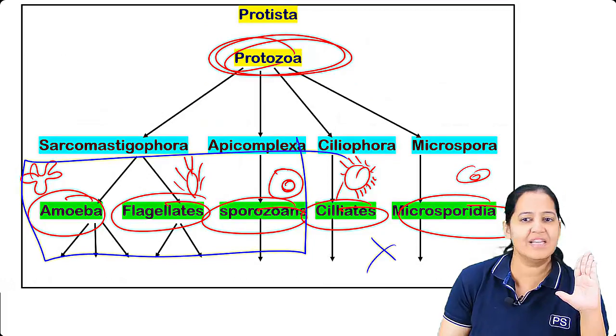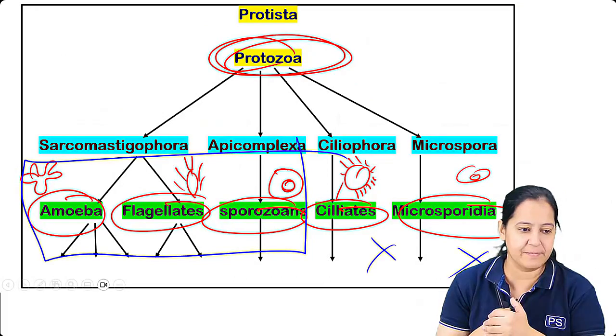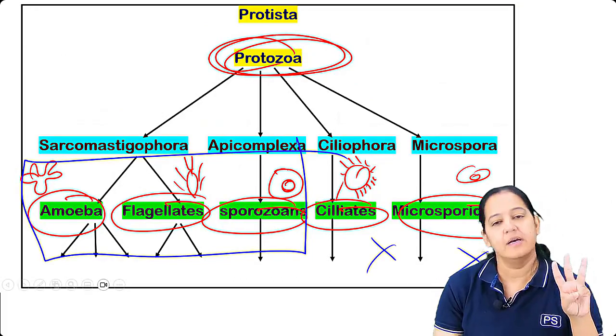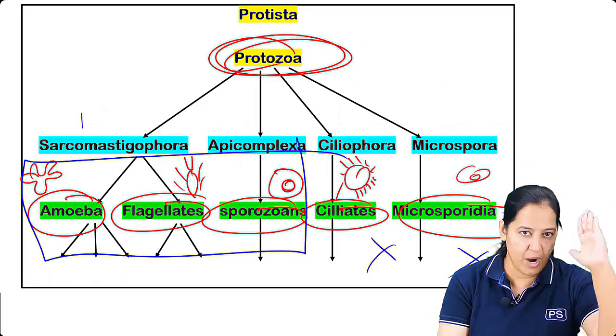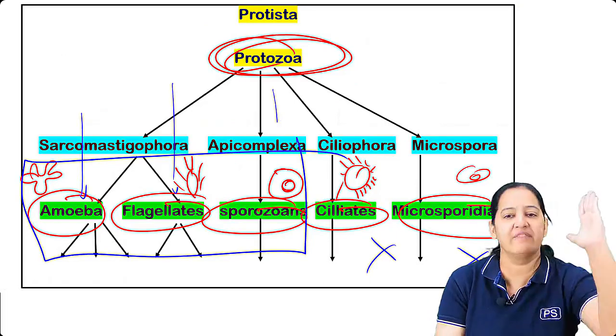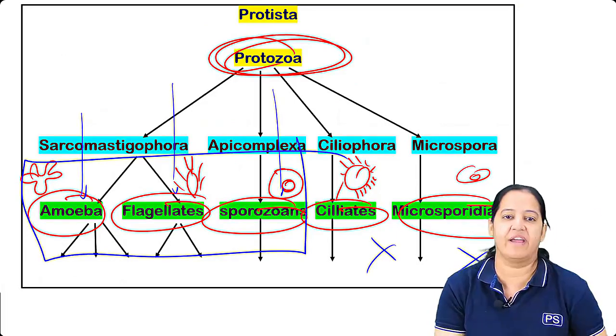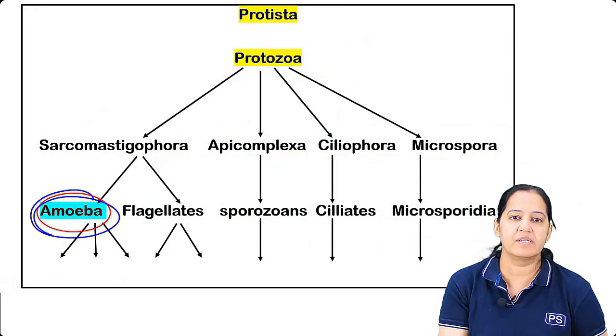Ciliates and microsporidia are not in our syllabus. We will see the first three only. The first three are important. So I will teach you amoebas, flagellates, and sporozoans. Let me further classify. Let's start with amoeba.